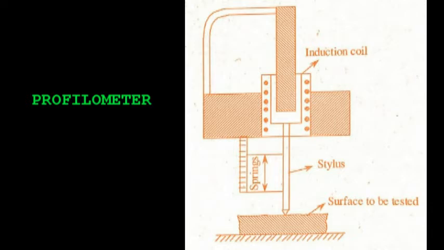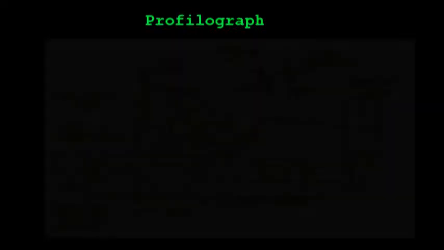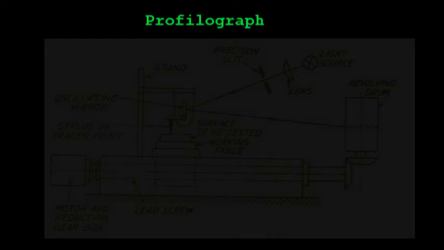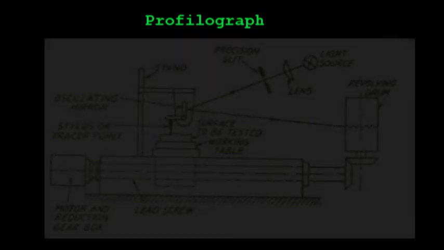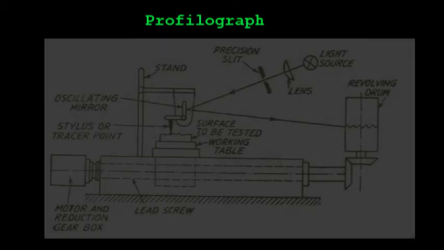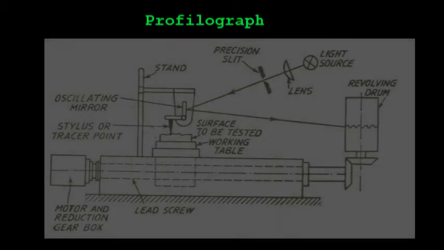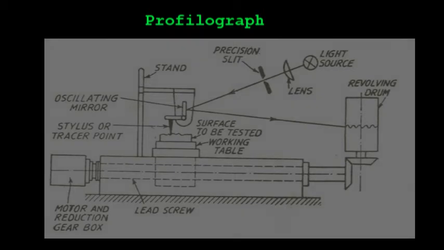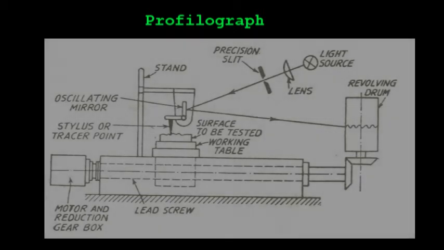Okay, and the next instrument is the profilograph. The principle of working of a profilograph is as shown in this figure. It is a tracer type profilograph. So the work to be tested is placed on the table of the instrument.